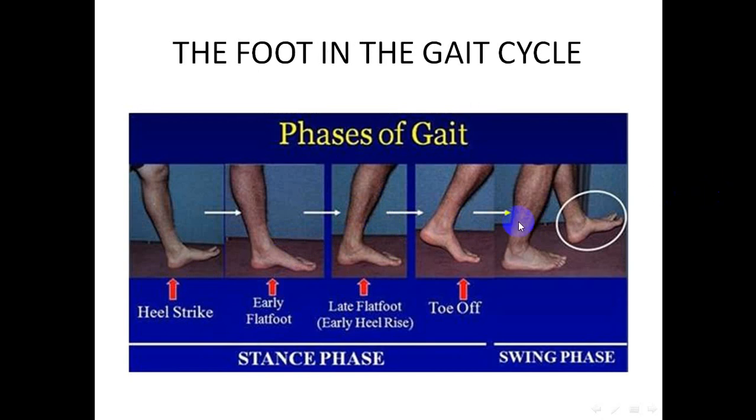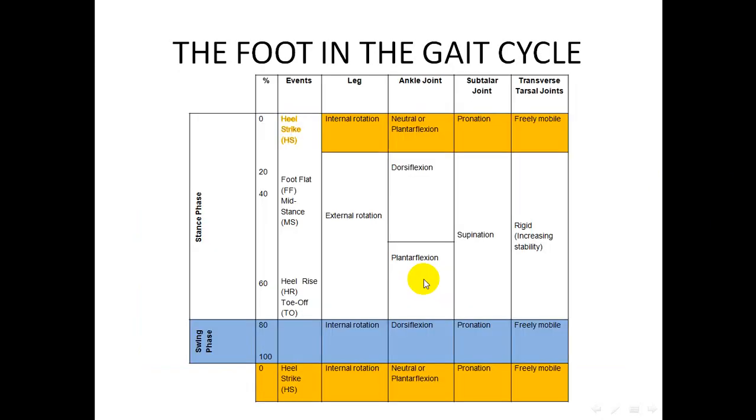This is a drawing of the various phases of the gait cycle. The swing phase is followed by the stance phase, which is further fragmented into 5 subphases. First is the heel contact or heel strike, and then the foot flat or early flat foot, and then the complete foot flat or the mid stance or late flat foot, and the heel rising and tiptoe gait. The table summarizes the phases and the state of the leg, the ankle joint, the subtalar joint, and the transverse tarsal joints during different phases of the gait cycle.